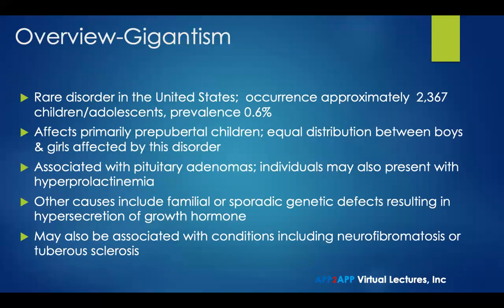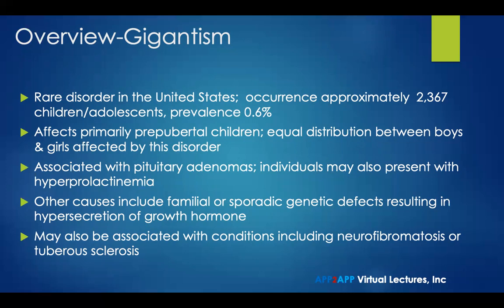Now, giantism is a rare disorder in the United States, and it occurs approximately in one in 2,367 children and adolescents with a prevalence rate of about 0.6%. It affects primarily pubertal children. Equal distribution between boys and girls are affected by this disorder. It's associated many times with pituitary adenomas, and individuals may also present with hyperprolactinemia.